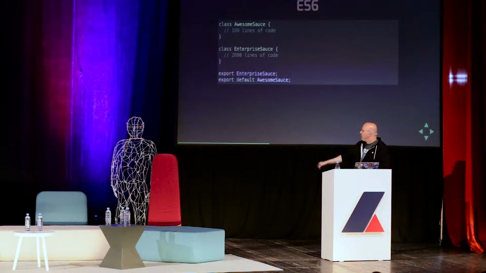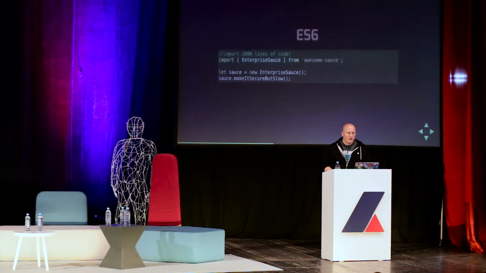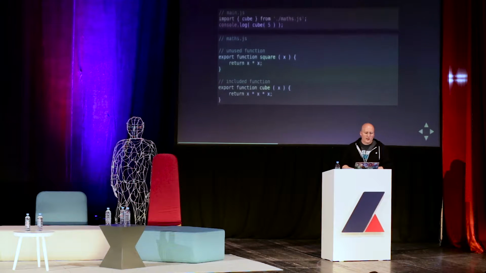And what you're doing is you're exporting two versions. So you export by default awesome source, but you give people the option to import the enterprise source for extra security. And that's 2,000 lines of code. Now, the problem is that I can use that like that, and it imports 2,000 lines of code.